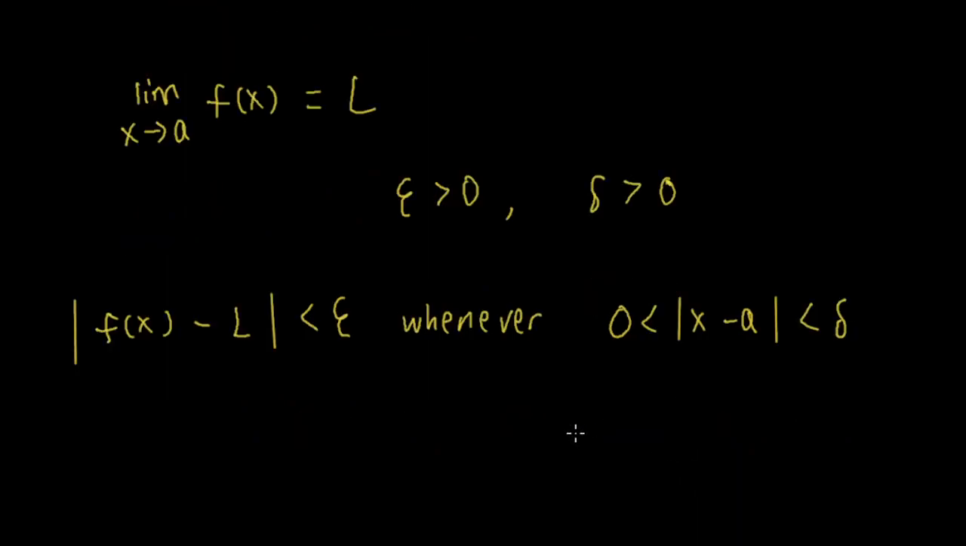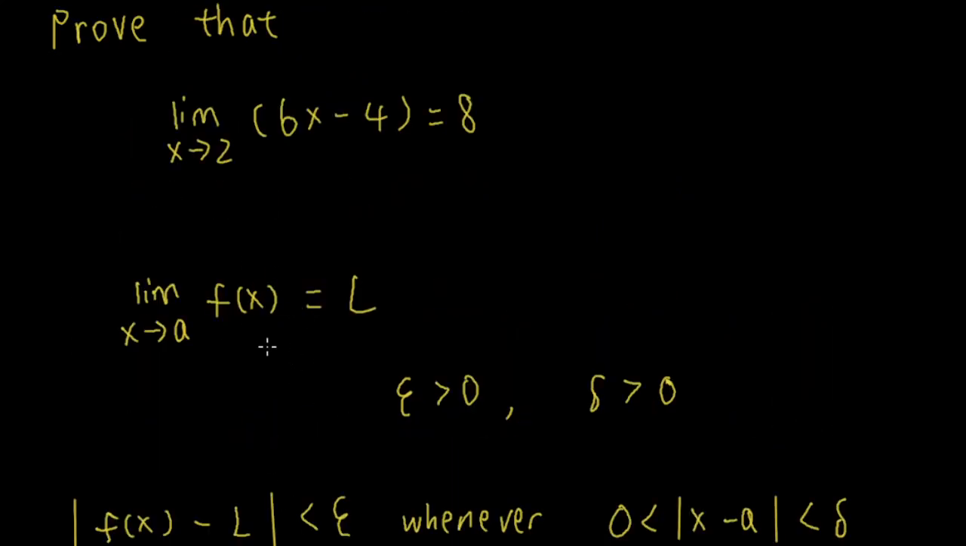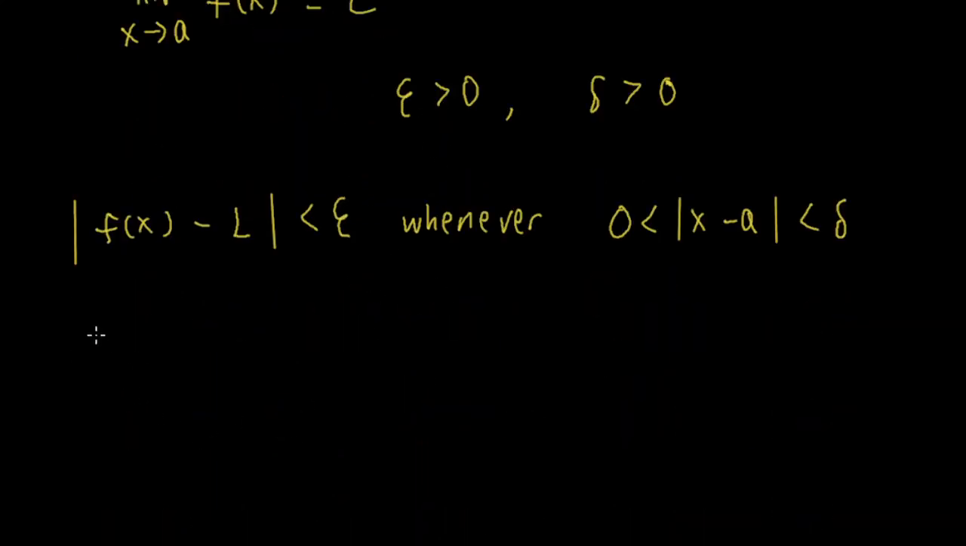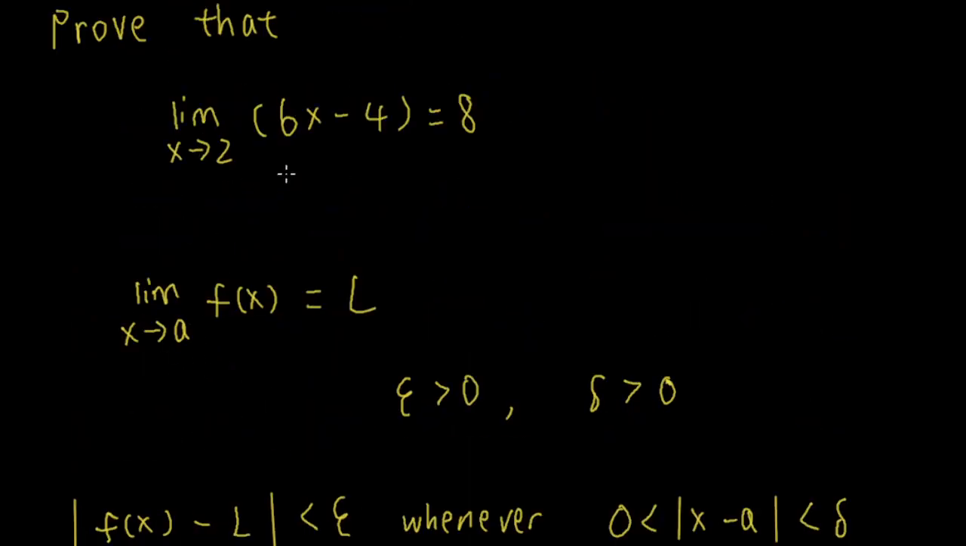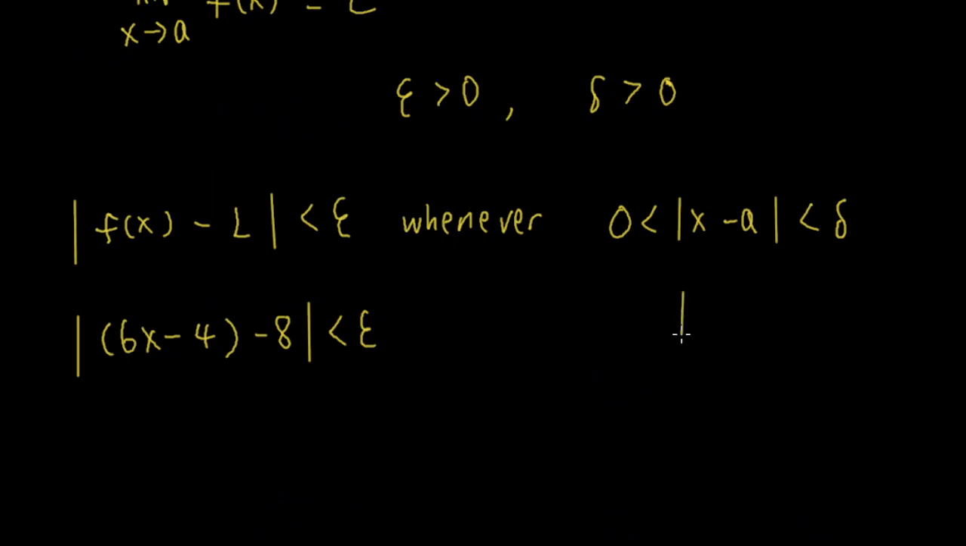Now, let's see how it applies to this case. So f at x here is 6x minus 4. And L here is 8. So we can write this: the absolute value of 6x minus 4 minus 8 is less than epsilon. Now on this side, x minus a. A in this case is 2. So we can write that the absolute value of x minus 2 is less than delta. Of course, it's greater than 0, because it's an absolute value.